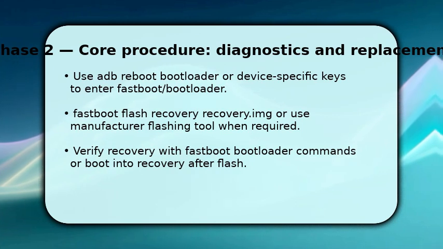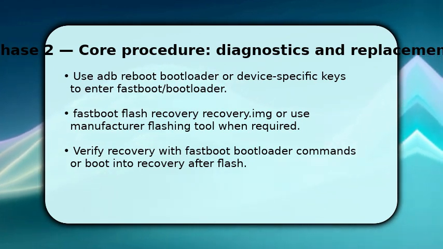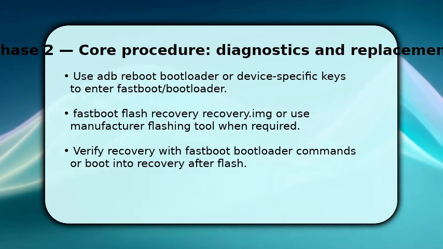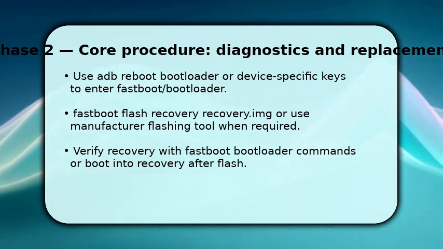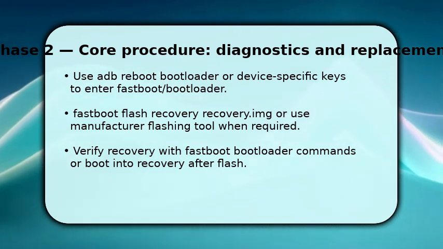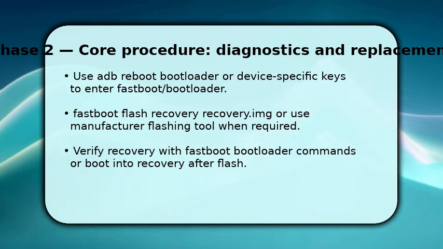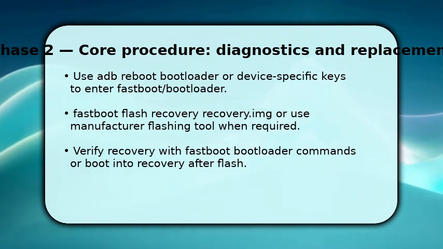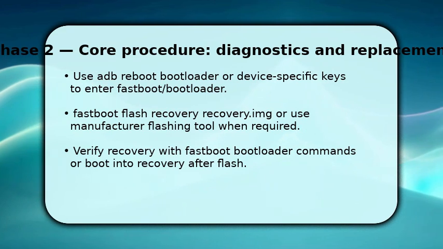Once in fastboot, run fastboot flash recovery to write the stock image. If your vendor requires Odin, use that tool and the full firmware package. After flashing, use fastboot reboot or power cycle the device and boot directly into recovery to ensure TWRP is gone and the stock recovery loads.